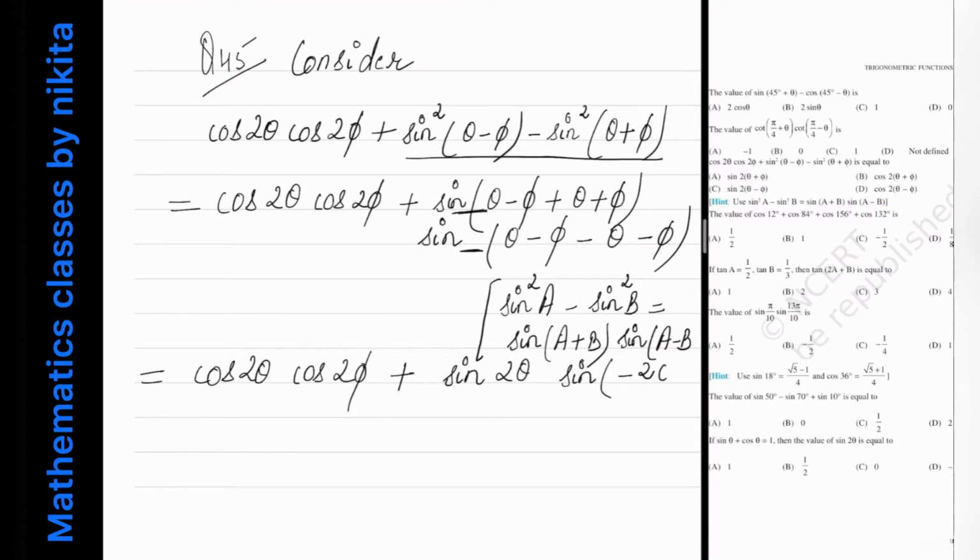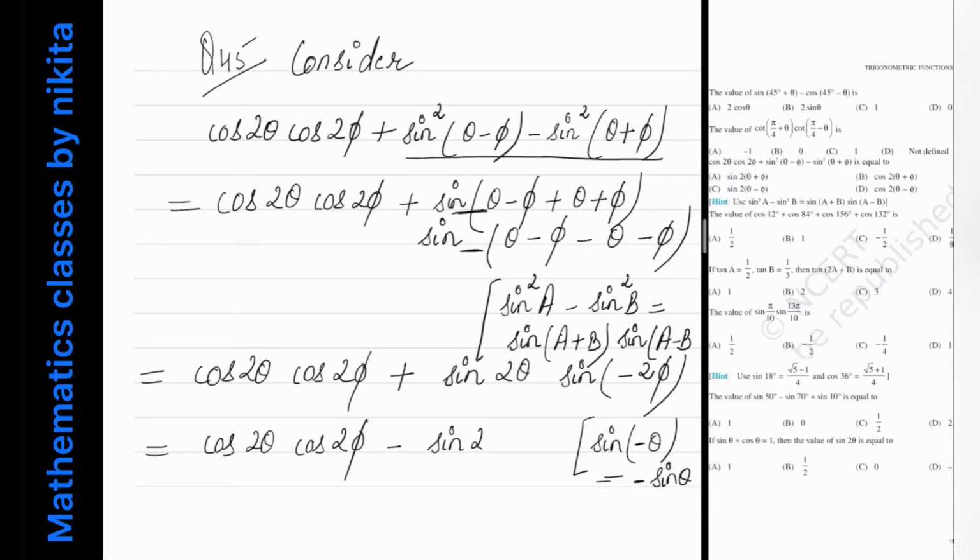minus 2 phi. Now sine of minus theta is equal to minus sine theta. So this is again a formula which we'll be using. So this will become cos of 2 theta into cos of 2 phi minus sine of 2 theta into sine of 2 phi.